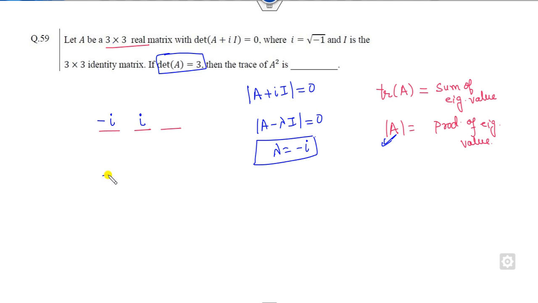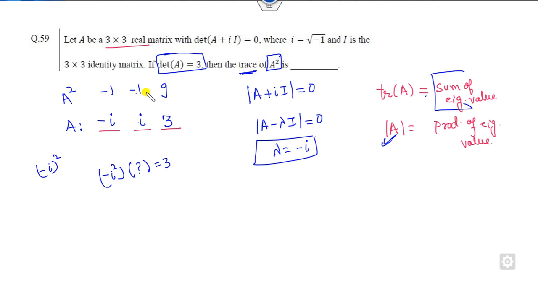So what is the meaning of that? It is minus i times i times the third eigenvalue is 3, so the third eigenvalue is 3. These are the Eigen values of A. What are the Eigen values of A square? They will be minus i whole square, that is minus 1, minus 1, and 9. Now find the trace. Trace is the sum of the Eigen values. So minus 1, minus 1, 9. The trace is 7, which is the right answer.